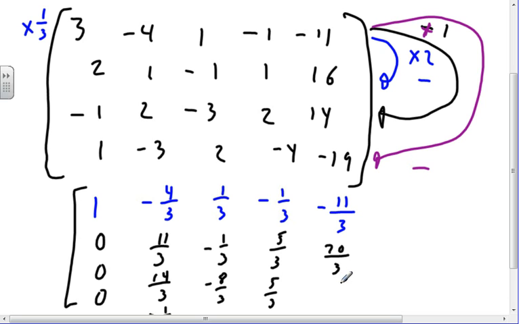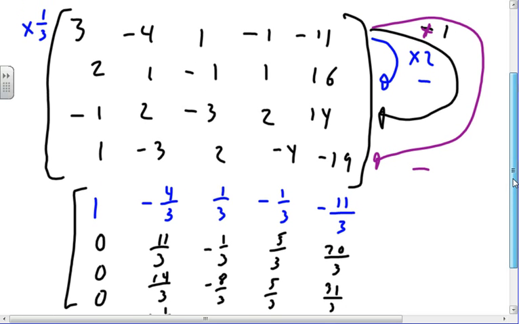I've got 11/3. I'm adding it. 11/3. Okay, so I got minus 11/3 plus 14. Thirteen thirds, 31/3.